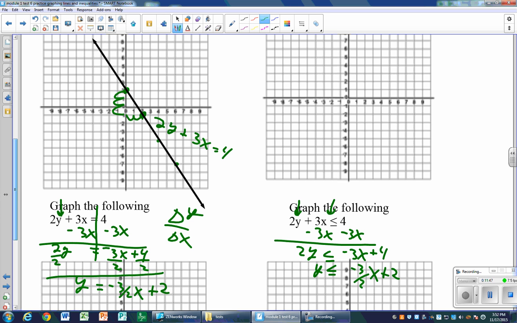I can type that into my graphing calculator to see what happens. Or I can start at positive 2 and go down 3 over 2. Down 3 over 2. Down 3 over 2. Now, that has the equal sign to it, and as I said before, that means we graph it with a solid line.